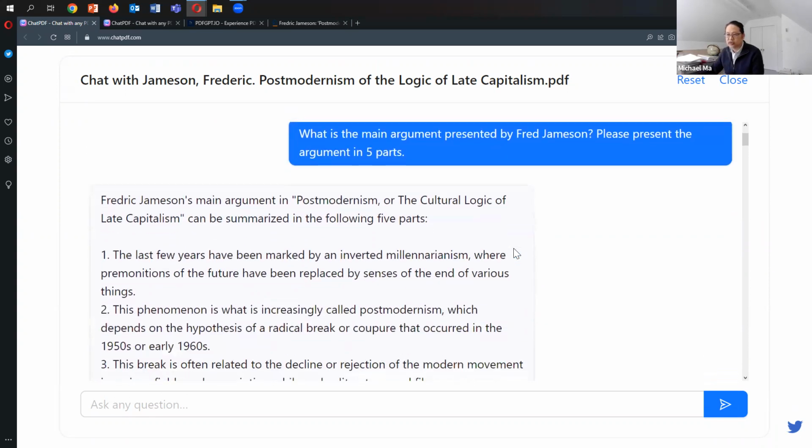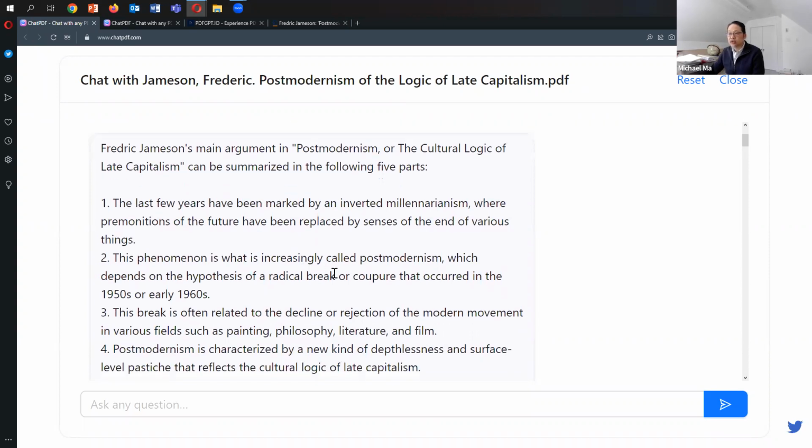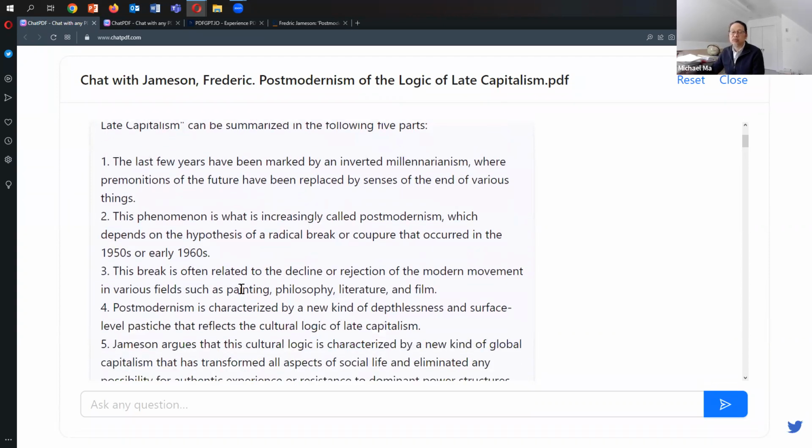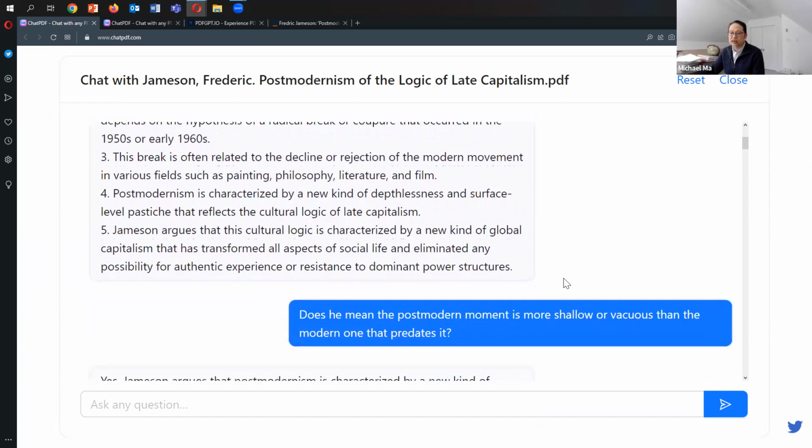So it does. It says, 1, the last few years have been marked by an inverted millenarianism, where premonitions of the future have been replaced by senses of the end of various things. This phenomenon is increasingly called postmodernism. This break relates to this notion of a decline or rejection of the modern movement. Postmodernism is characterized by a depthlessness, and it's also related to this new global capital. So I keyed in on this idea of things with no depth.